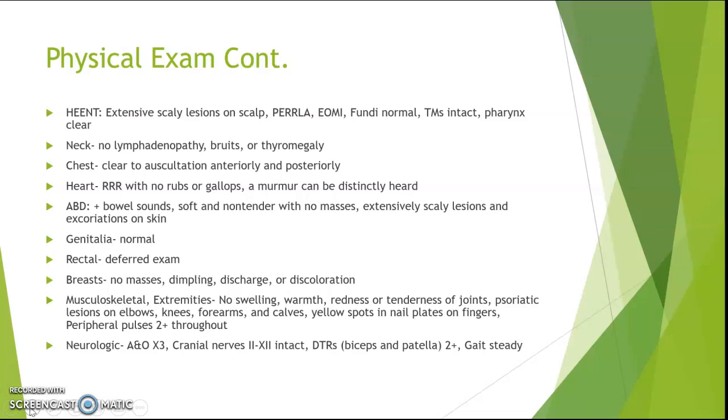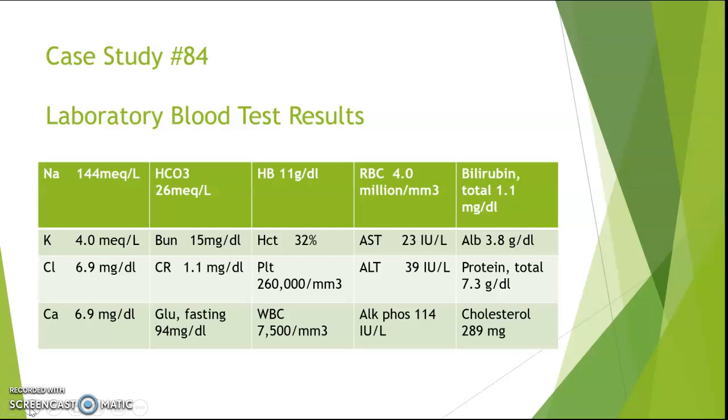Musculoskeletal extremities. No swelling, warmth, redness, or tenderness of joints. Psoriatic lesions on elbows, knees, forearms, and calves. Yellow spots on nail plates on fingers. Peripheral pulses 2 positive throughout. She's alert and oriented ×3. Her cranial nerves are intact, and her gait is steady. Here are the patient's laboratory blood tests. We will review abnormal blood test results on an upcoming slide.